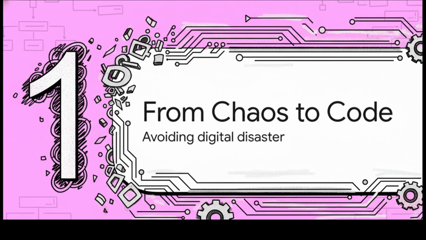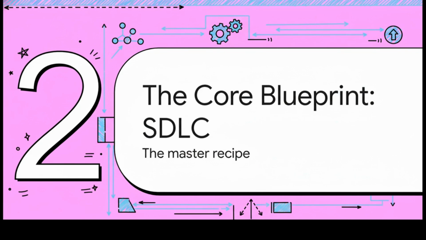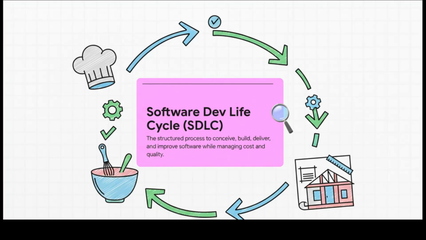So how in the world do professional teams avoid this digital disaster? Well, they have a way of turning that chaos into clean, functional code. The solution is a structured framework. It's a professional method that's designed to bring order, predictability, and most importantly, quality to what can be a really messy creative process. It's all about being intentional, right from the very start to the very end. And that framework? Yeah, it's got a name. It is the essential blueprint that guides the entire journey of software creation. It's called the Software Development Lifecycle, or for short, the SDLC.